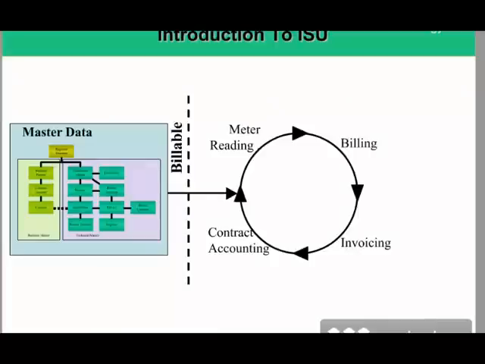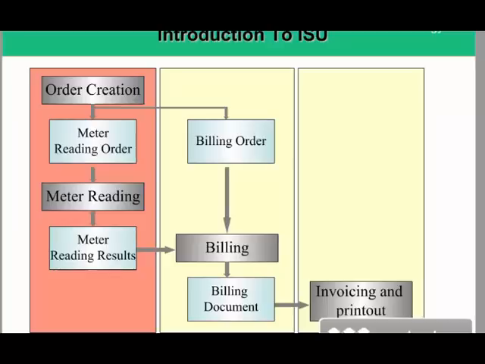This is a small depiction of how the bill is generated. There is master data set up first, then the meter reading is entered into the system, and the bill is generated. After the bill, invoicing happens, and then the invoice is printed and sent to the customer, and the contract account is updated with that. This is the very high-level view of how the bill is generated. It starts with the order creation, and then the meter reading is uploaded into the system either manually or automatically. Then the bill is generated, the invoice is generated, and a printout is sent.